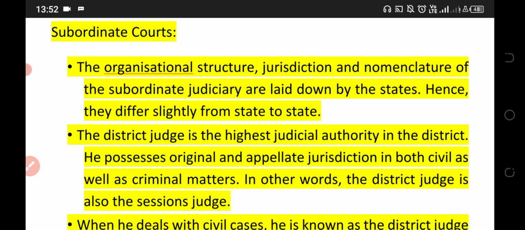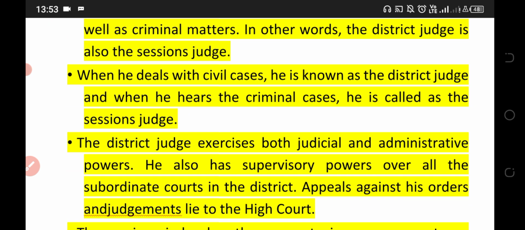The organizational structure, jurisdiction, and nomenclature of the subordinate judiciary are laid down by the states. Hence, they differ slightly from state to state. The district judge is the highest judicial authority in the district. He possesses original and appellate jurisdiction in both civil as well as criminal matters. In other words, the district judge is also the session judge. When he deals with civil cases, he is known as the district judge. When he hears criminal cases, he is called session judge.